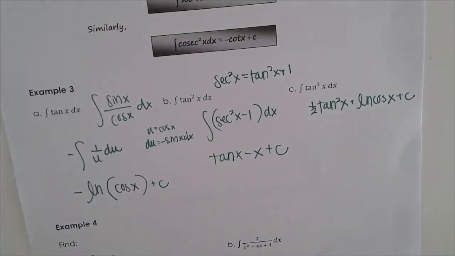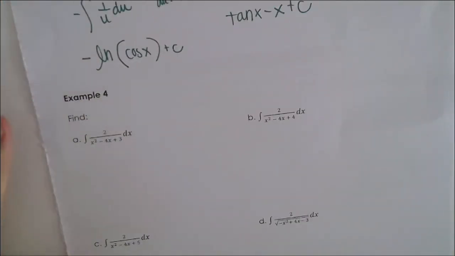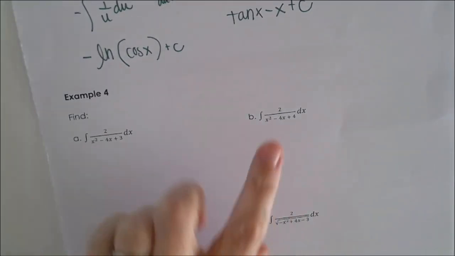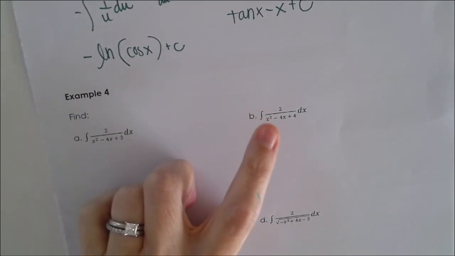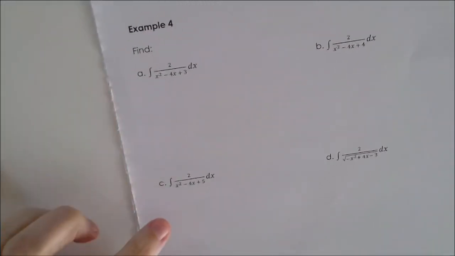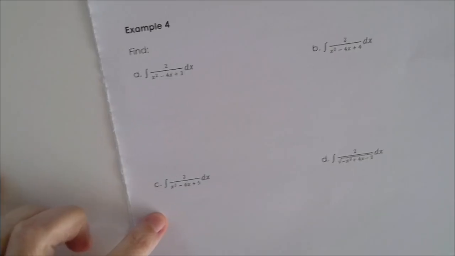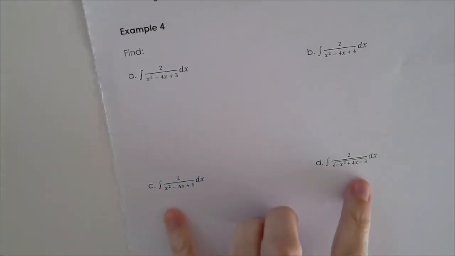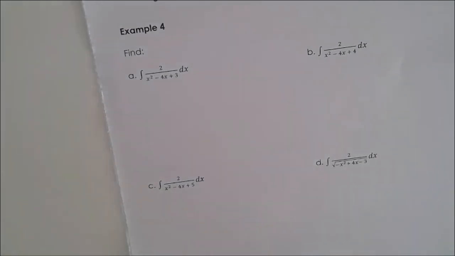Example 4, I'm not going to do, but I am going to give you a couple of hints if you want to go ahead and try. So these are just some different methods that we're going to use to get into some forms that our formula can help us with. So on A, if you think about partial fractions, that would help. On B, if you think about perfect square trinomials, that might help you out there. On C, if we think about vertex form, actually D, vertex form would help as well. So those are hints on example 4. Go ahead and try them, and we'll look at them together in class.